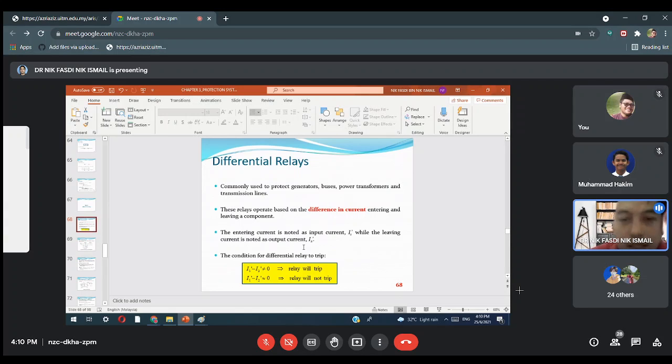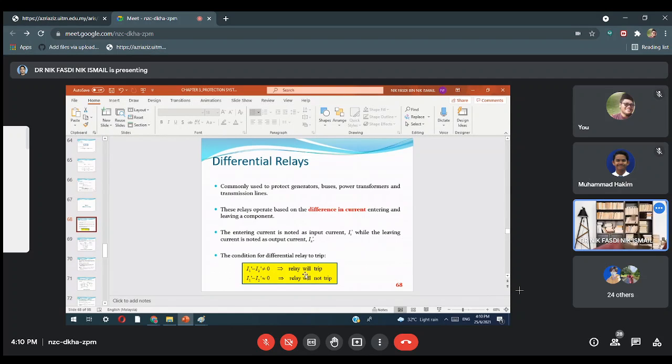Okay, the entering current is noted as input current I1 prime, while the leaving current is noted as output current I2 prime. The condition for differential relay to trip, okay, this is the condition. Current goes in I1 prime minus I2 prime, not equal to 0, ataupun dia relay will trip. Maksudnya kalau tak sama kosong, maksudnya there's a difference between I1 prime and I2 prime. Betul lah. So maksudnya dia akan ada fault kat situ. So relay tu boleh sense the fault. Oh, ini fault because current entering and current leaving tu tak sama, difference. There's a difference in terms of magnitude.